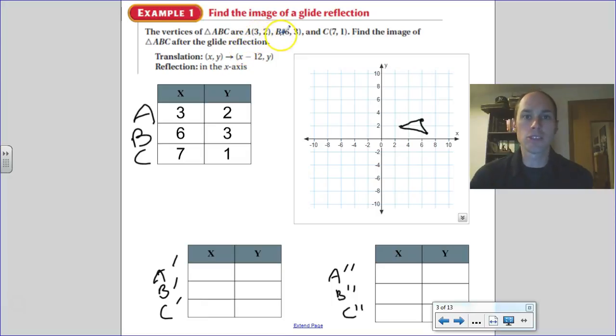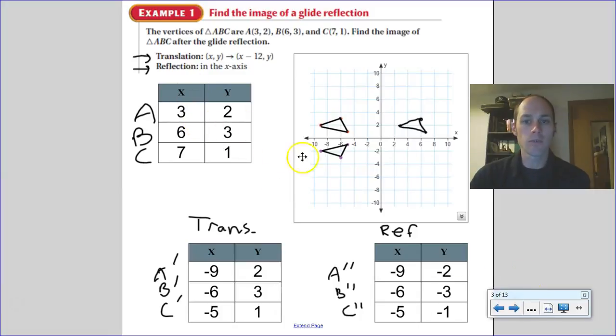So we'll do that in our first example here as we take a look at the triangle ABC with coordinates (3, 2), (6, 3), and (7, 1). I have them listed on the table here and graphed. We want to find the image after the glide reflection. So first we're going to translate in the glide reflection and then we'll reflect. So why don't you take the time to find the new coordinates after the translation and then the reflection. So pause the video. Here's going to be our translation and here's after the reflection. And see what the new coordinates will be.